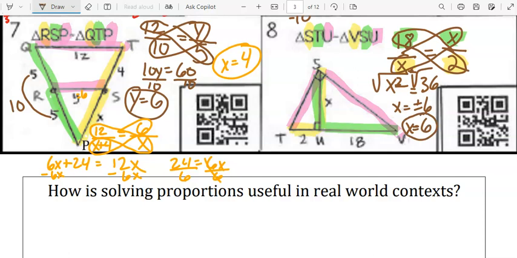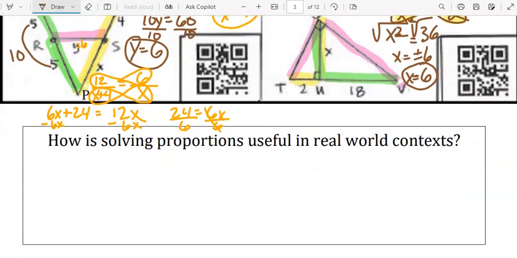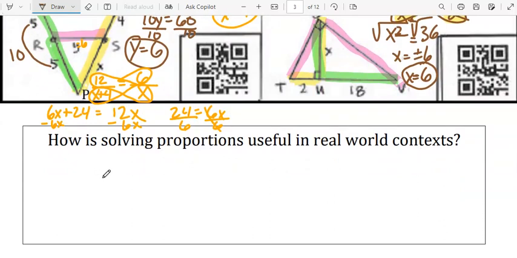We're dealing with lengths, so it's just positive 6. Before moving on, answer this question at the bottom of your page. How is solving proportions useful in real-world contexts? Answer the question in the box provided.